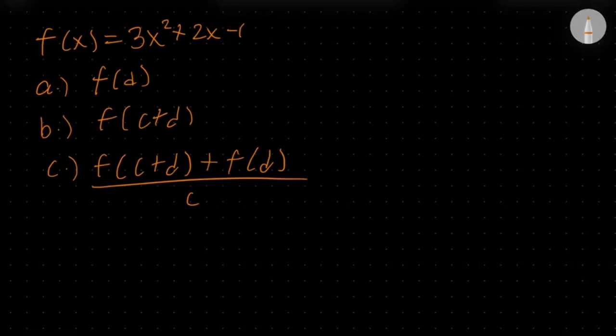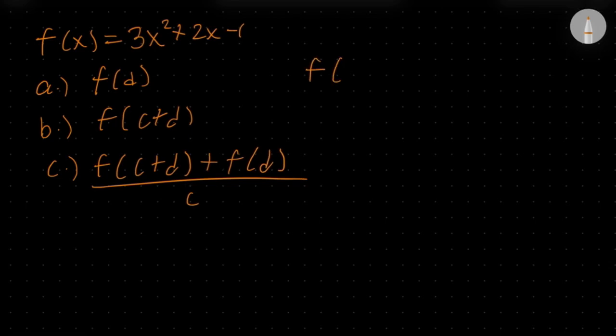We have the function f of x is equal to 3x squared plus 2x minus 1. We are to: A, find f of d; B, find f of c plus d; and C, find f of cd plus f of d over c. Let us first start with A.